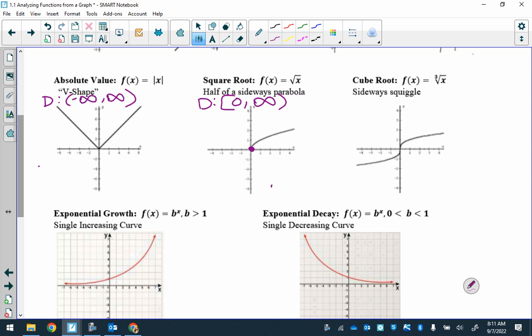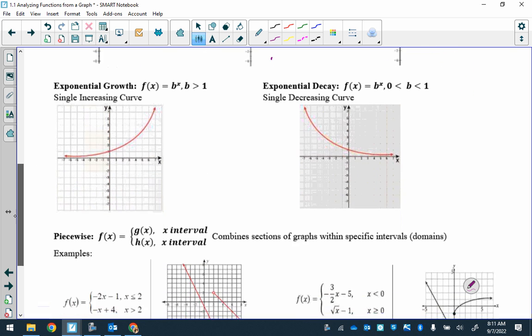And how about the cube root? Same. Good. Because it keeps going, like that.